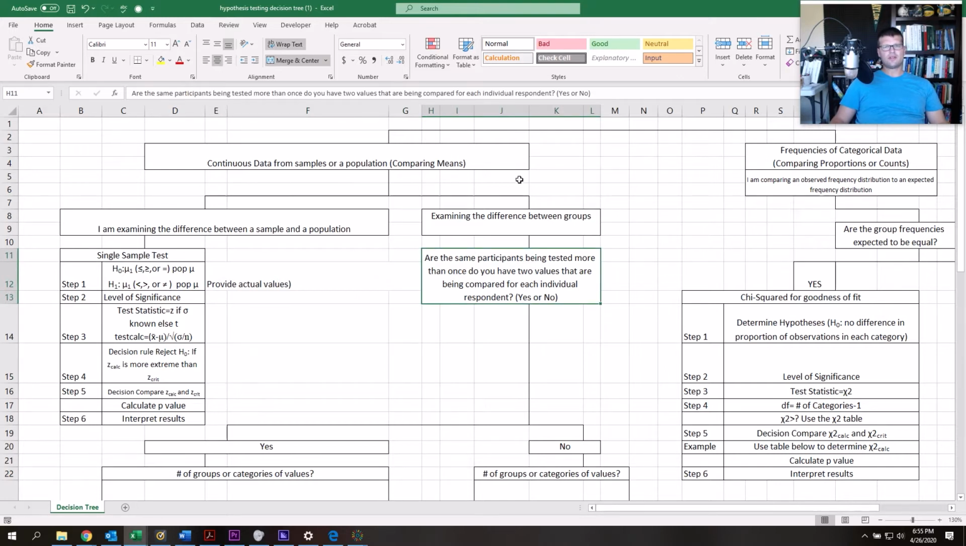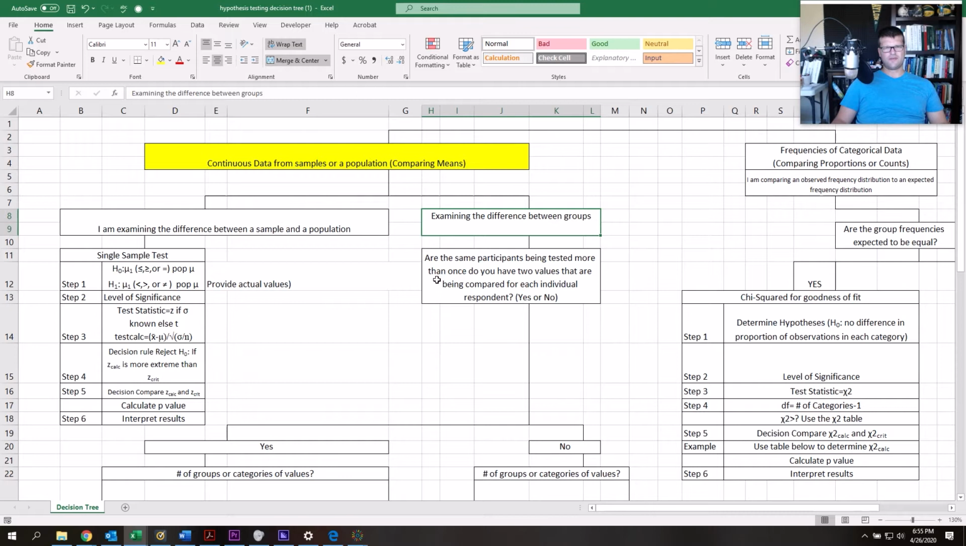Okay, so we have the decision-making tree here for hypothesis testing, and we have to ask ourselves a question. Are we dealing with continuous data from samples in a population, or are we dealing with frequencies, counts of categorical data? And we're dealing with continuous data, okay? So then are we examining the difference between a sample and a population, or examining the difference between groups?